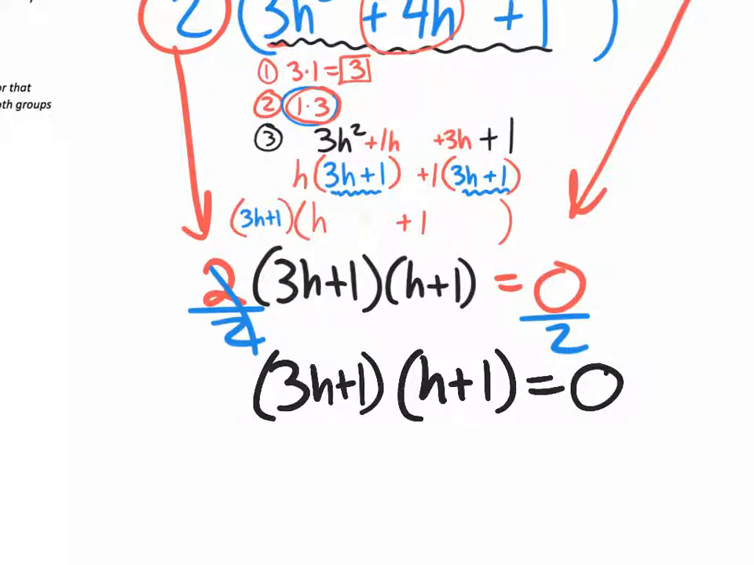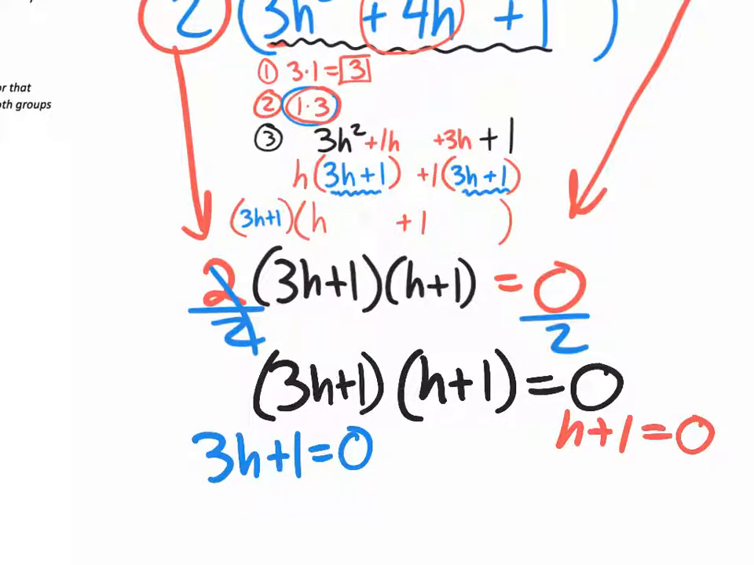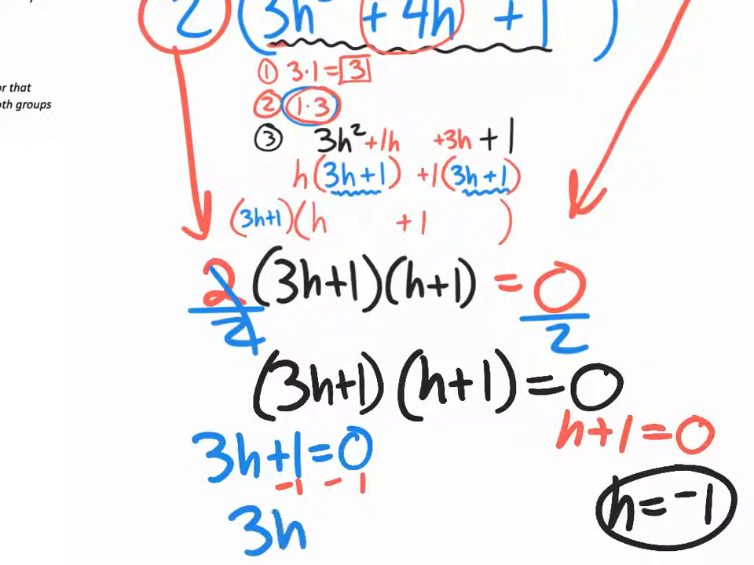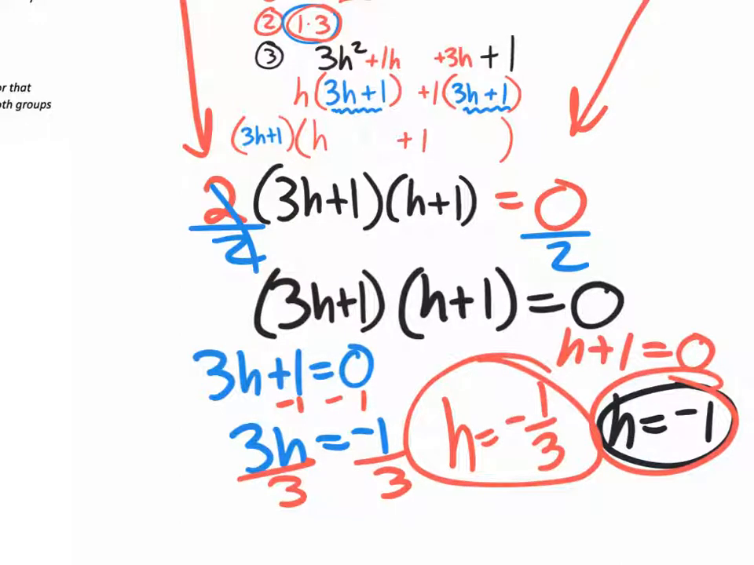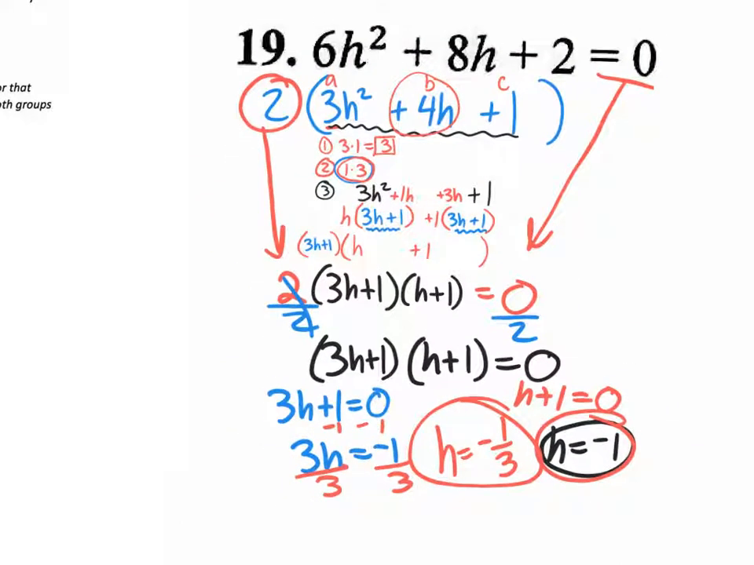And now I could use the zero product property to split them and solve. So one equation is going to be 3h plus 1 equals 0. The other equation is going to be h plus 1 equals 0. So the red equation is easy. That's going to be h equals negative 1. But this other one requires a little bit of work. You subtract 1, you're going to have 3h equals negative 1. And your final step there will be to divide by 3. Divide by 3. So h does equal negative 1/3. So you get those two answers, negative 1 and negative 1/3. That honestly is as hard as it gets.